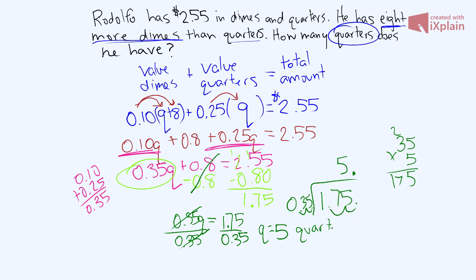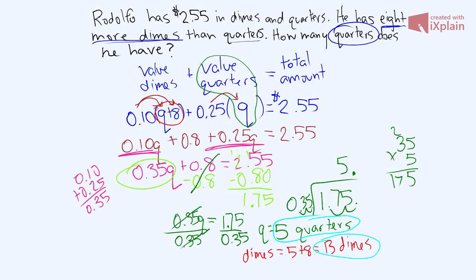The way we can tell is by looking back up in our equation and seeing that the value of quarters is, part of that is q, which is the number of quarters. And if we want to find out how many dimes we have, we add 8 to whatever our q is. So our dimes equals 5 plus 8, which is 13 dimes. So then here are the 2 parts that we were looking for.